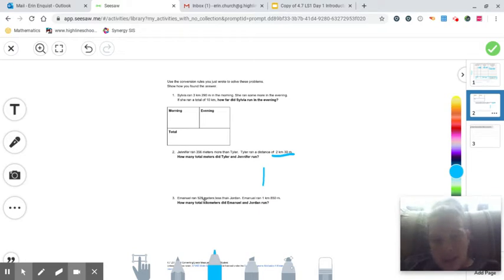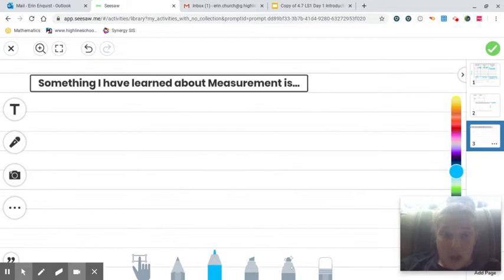Finally, your last question says, Emmanuel ran 529 meters less than Jordan. Emmanuel ran 1 kilometer and 850 meters. How many total kilometers did Emmanuel and Jordan run? Remember, look at your first page for the conversions if you have questions. Your last page is a journal.